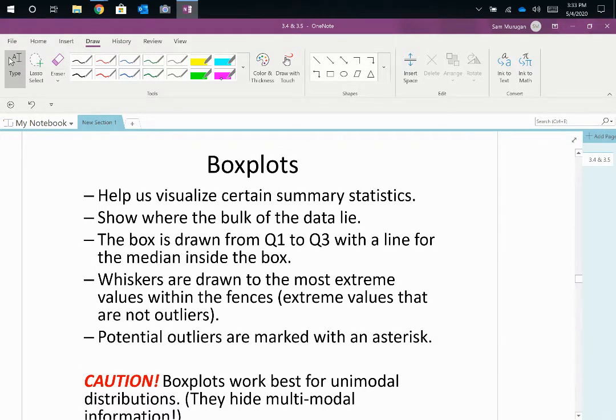Now, box plots help us to visualize certain summary statistics and show where the bulk of the data lie. The box is drawn from quartile 1 to quartile 3 with a line for the median inside the box. That line for the median is a vertical line. Whiskers are drawn to the most extreme values within the fence, extreme values that are not outliers. Potential outliers are marked with an asterisk.